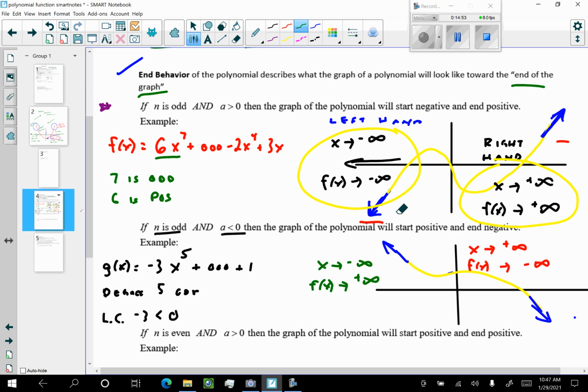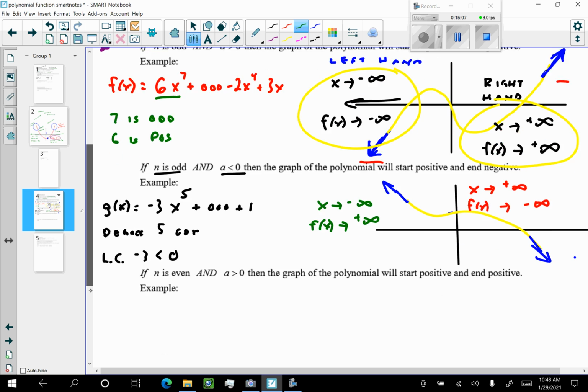So if the degree of your polynomial is odd, the graph is going to start negative and then positive, or start positive and then negative, and it's all dependent on that very first term. All dependent on the first term of your polynomial. Let's go if the degree is even.